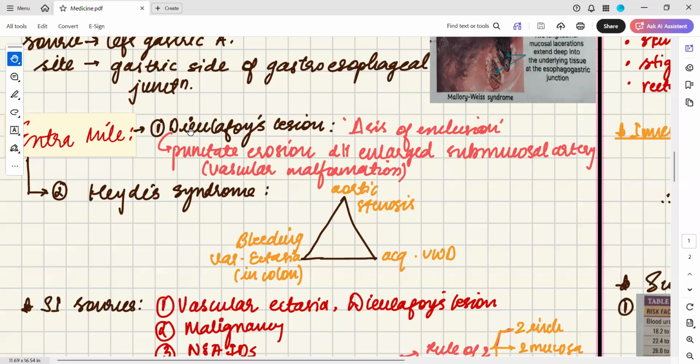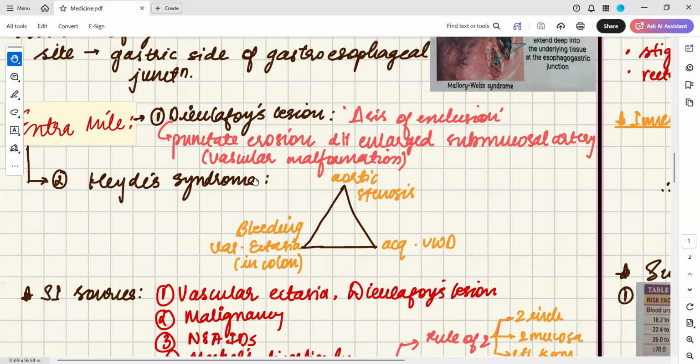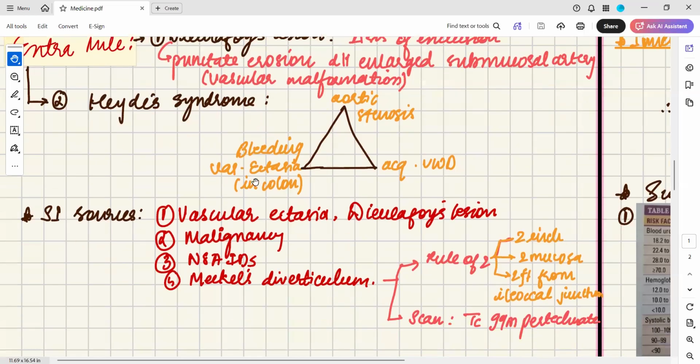Then there is Heyde's syndrome. It presents with a classical triad of aortic stenosis, bleeding from vascular ectasia in the colon, and acquired von Willebrand disease.